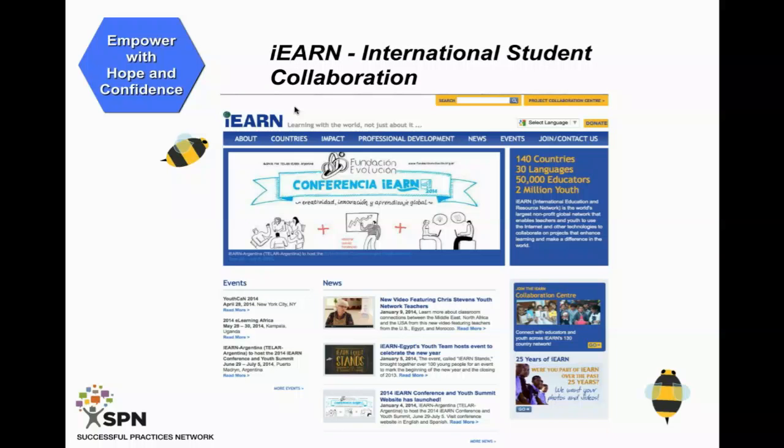And then the other one, which is another dimension of stretching our sense of community, is international connections. And there's a number of organizations that do that. One that I'm familiar with and followed for a long time is iEarn, which is really all about international student collaboration. There are problems that students engage in solving, but in order to solve that problem, they need to interact with students in a school in another nation.